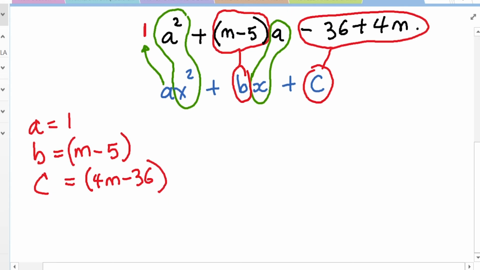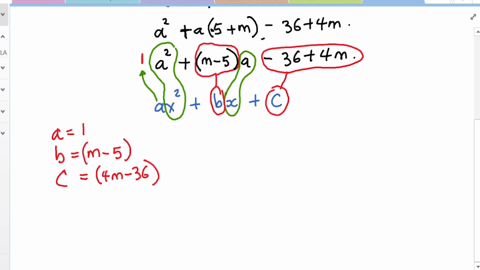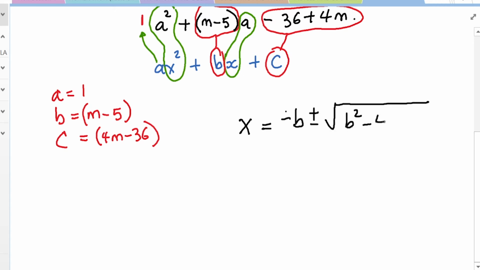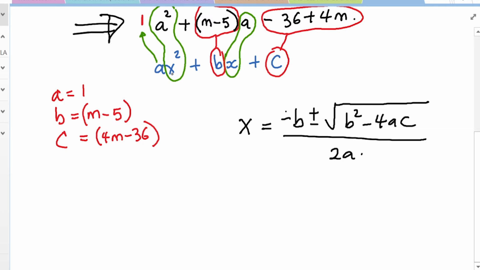Now that I have indicated things like that, let's go ahead. We know that when we are using the bulldozer method, my value of x is given by minus b plus or minus the square root of b squared minus 4ac, divided by 2a. So my value of x in this expression, because we're trying to solve this expression, is denoted by a.